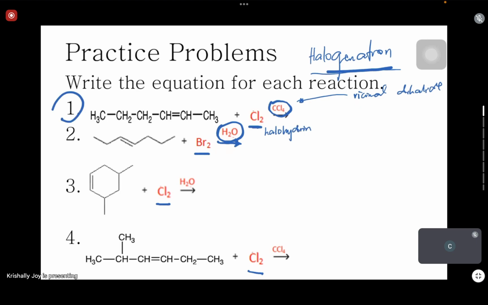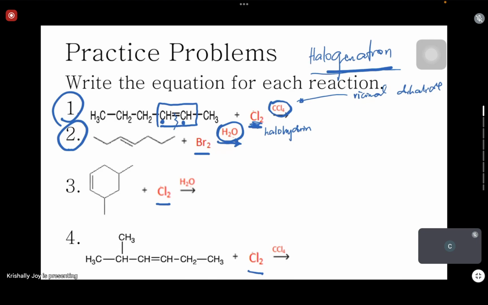Let's have at least number 1 and 2. Let's have number 1. For number 1, we highlight the reactive site. Where does the reaction happen? Right at the double bond. After you highlight the reactive site, you proceed with breaking the pi bond, because before we can add the incoming electrophile, we first need to break this pi bond. You break that pi bond so that each carbon will now become reactive.